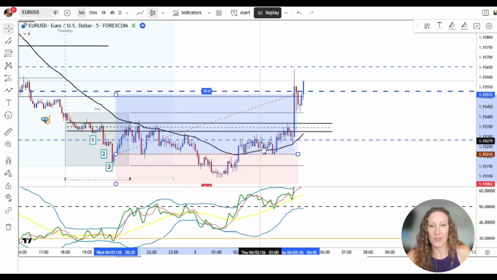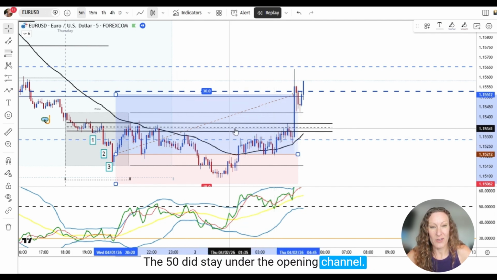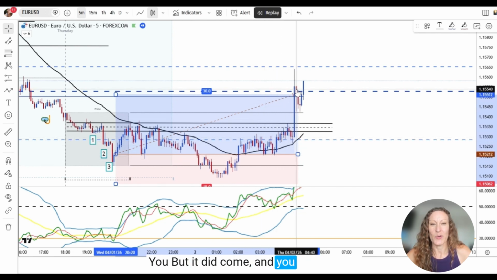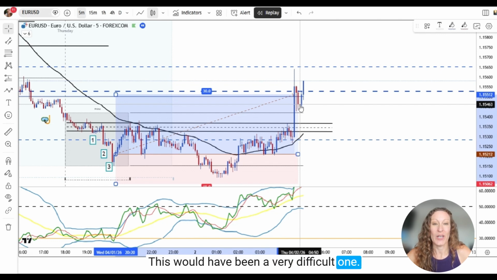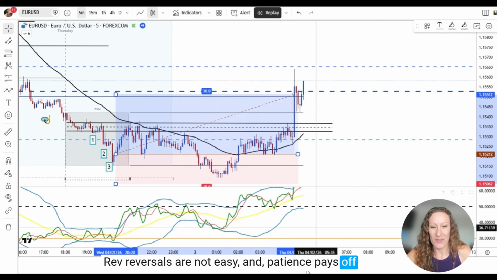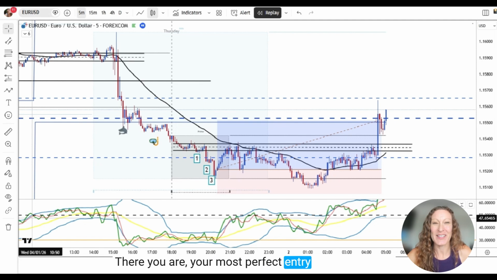As soon as it came over the 50, did stay under the opening channel, got this nice W at the 50, but it did come and you were in profit. So if you read this one, good job. This would have been a very difficult one. Reversals are not easy, and patience pays off on them. There you are, your most perfect entry for Wednesday.